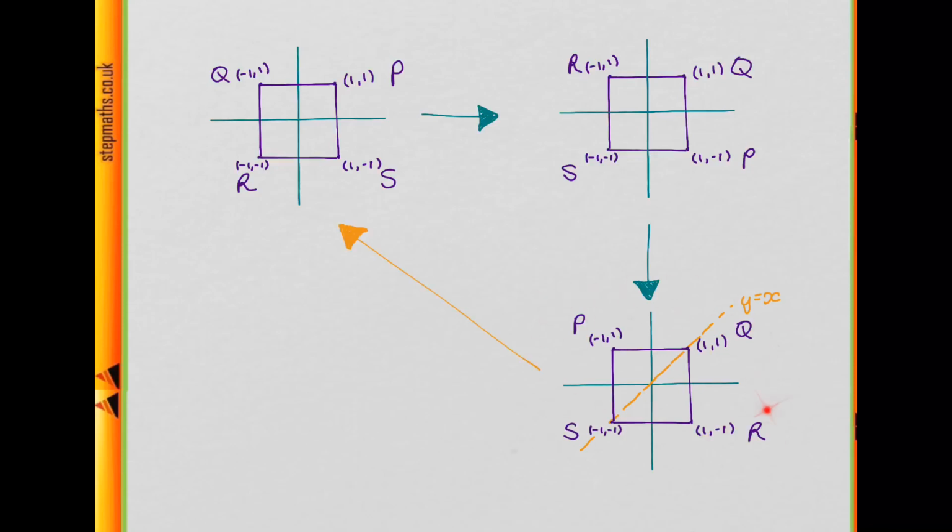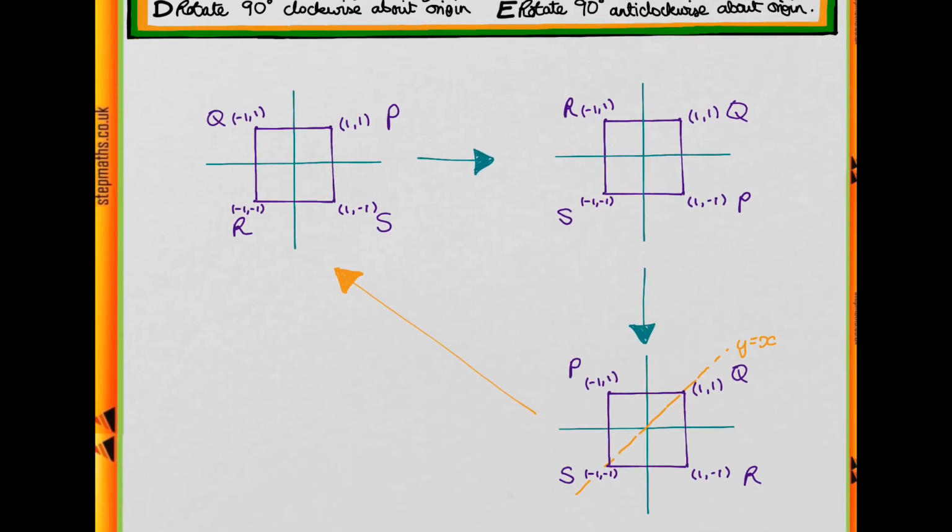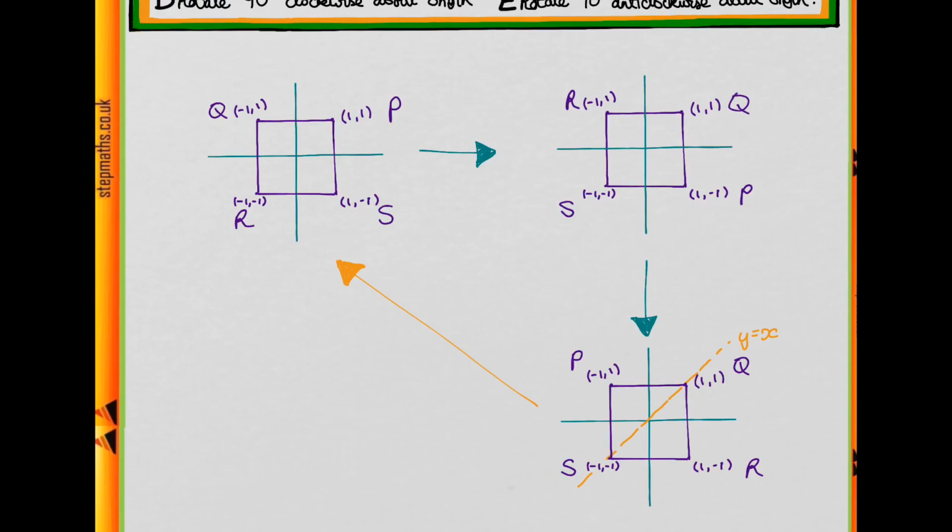Now we want to know how we can go from here back to here. So one way to think about this would be to think about what happens in each of these options, A, B, C, D and E, and find out which one works. So you can use this as a guide, but you might be able to spot straight away that to do this we need to reflect in the y-axis. So we need to swap Q and P and swap R and S, and we do this by reflecting in this line here. And so our answer is B.